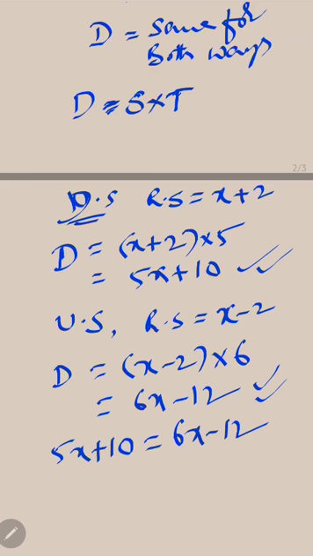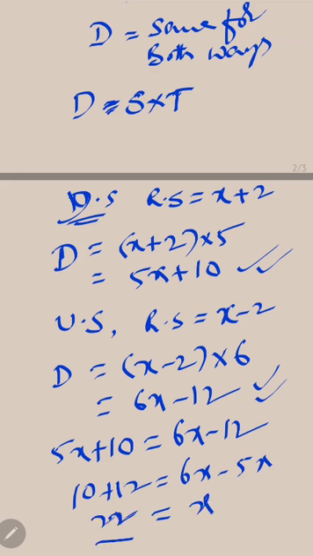Okay, I'll solve it for you. Here 10 plus 12 is equal to 6x minus 5x. Then 6x minus 5x is x, so x is 22. The unit is kilometers per hour. In this way you have to solve these kinds of problems.